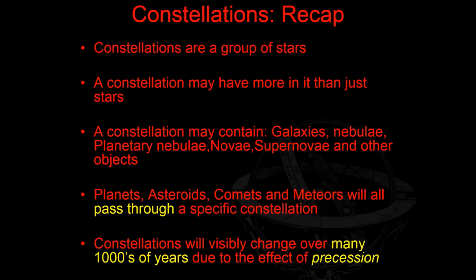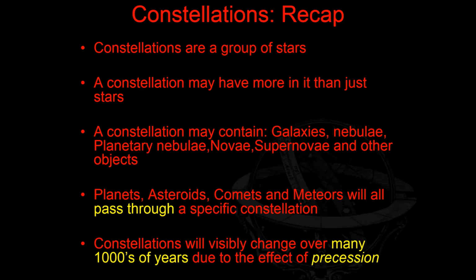So a quick recap. What are constellations? Remember, a constellation is simply a group of stars, but may have more than just a star identified within it. A constellation can contain a galaxy or a nebula, a supernova, or a planet. Now the thing with planets is they move differently to the stars. So do asteroids, comets, and of course meteors, which can appear in the sky at any number of positions. They will all be defined as either passing through or briefly being in a specific constellation.